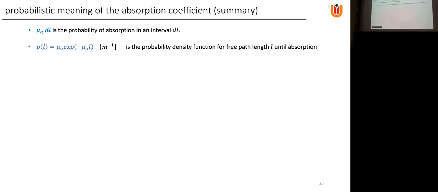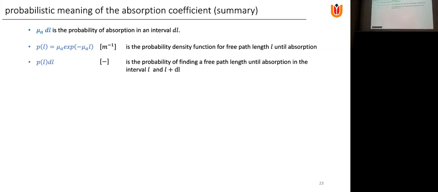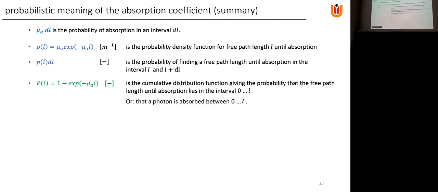So the L here is the length the photon travels until it's absorbed. P(L) dL, of course, is then the probability of finding a free path length until absorption in some interval between L and L plus dL. That is a convoluted expression. Still, the cumulative distribution function, 1 minus exponential, is then the probability of absorption.